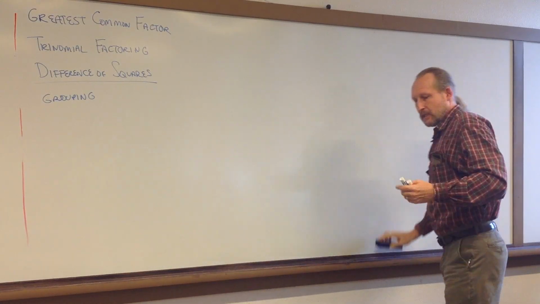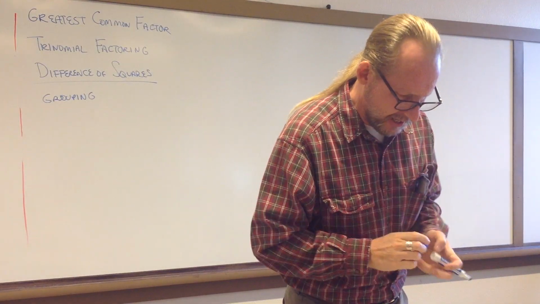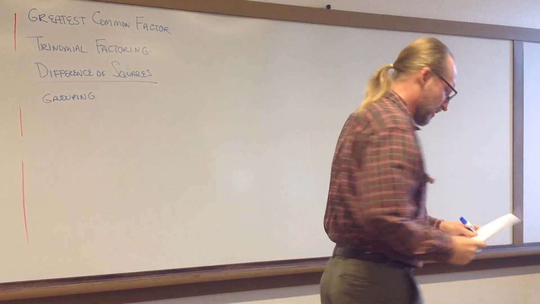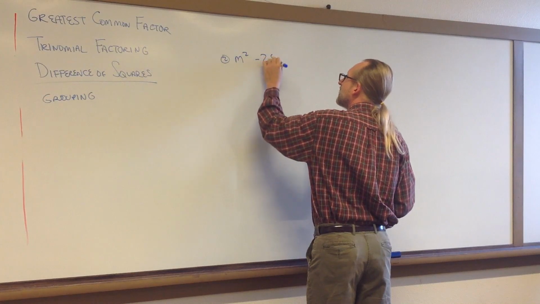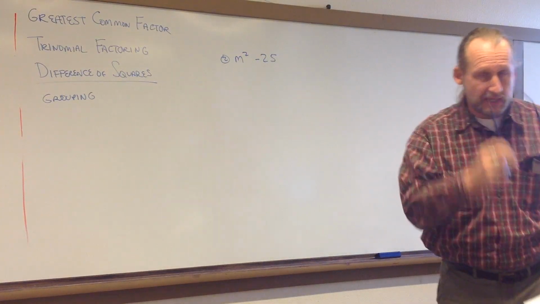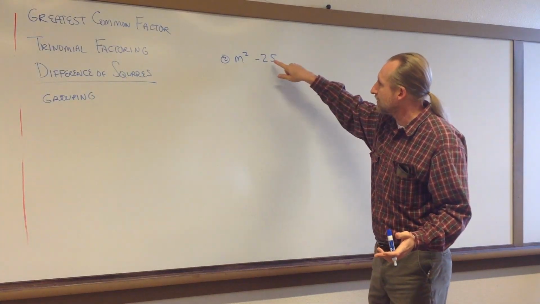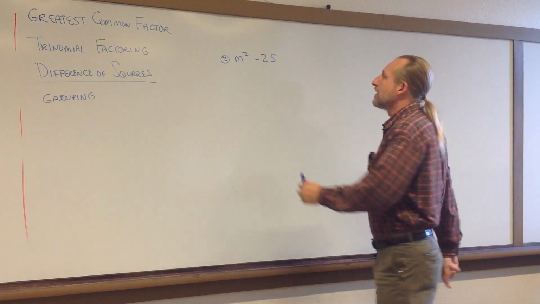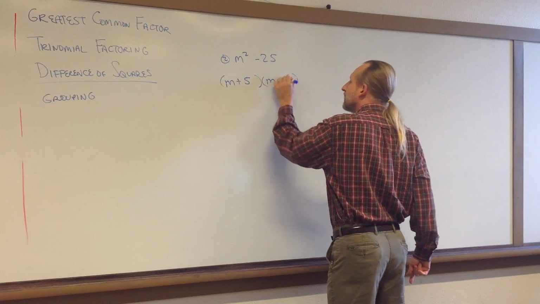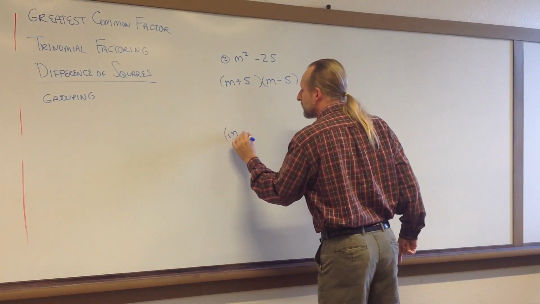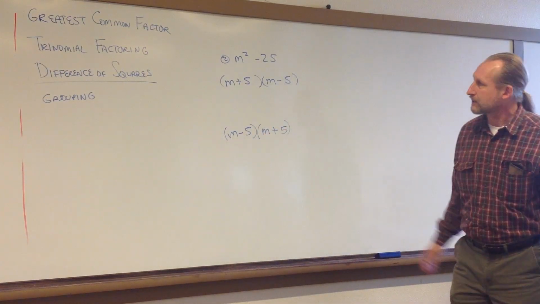So let's look at some of the examples from the assignment. They start out pretty straightforward. Problem 2: we've got m squared minus 25. The trick here is, number 1, recognize that it's a difference of squares. These are both perfect squares. This is 5 squared, this is m squared. That means we can factor this as m plus 5 times m minus 5. And you can write the minus part first if you'd like. Both of those are correct.